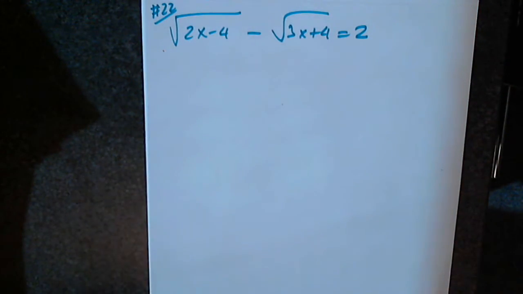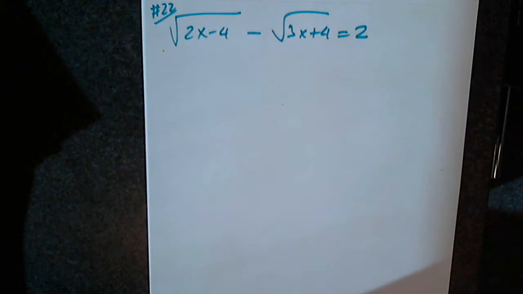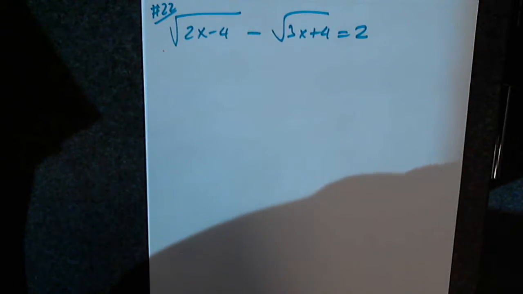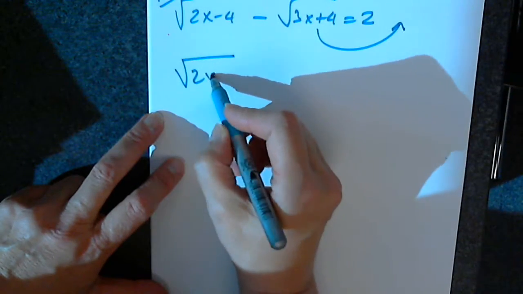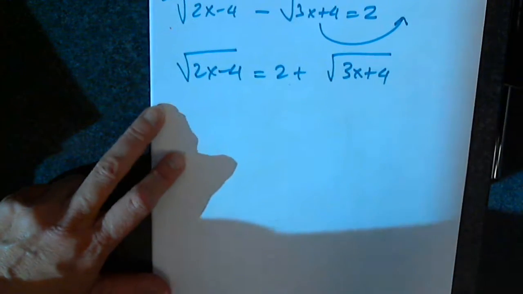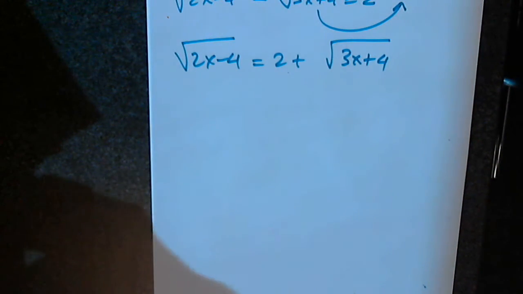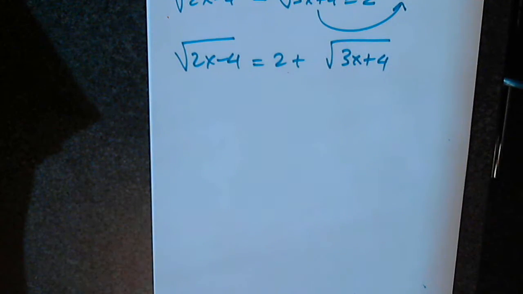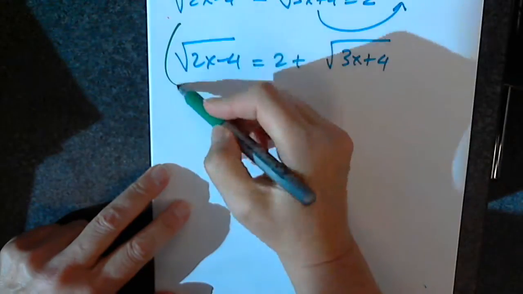What happens if I have 3? You're not going to see an equation with 3 in this course. But if you have 3, you cannot do anything else but have 2 on one side and 1 on the other. Okay? But in this case, since there are only 2 radicals, I'm going to move this radical to the right. So the square root of 2x minus 4 equals 2 plus the square root of 3x plus 4. Now I have to do what? Square both sides.